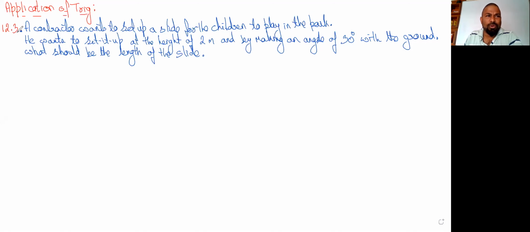Okay, so if you look at the question here, a contractor wants to set up a slide for the children to play in the park, right? So he wants to set it up at a height of 2 meters and by making an angle 30 degrees with the ground. What should be the length of the slide?